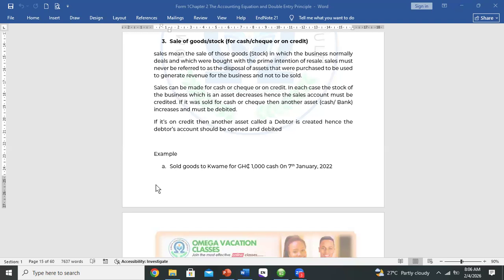Sale of goods or stock for cash, check, or on credit. Ewenam, we are listening.